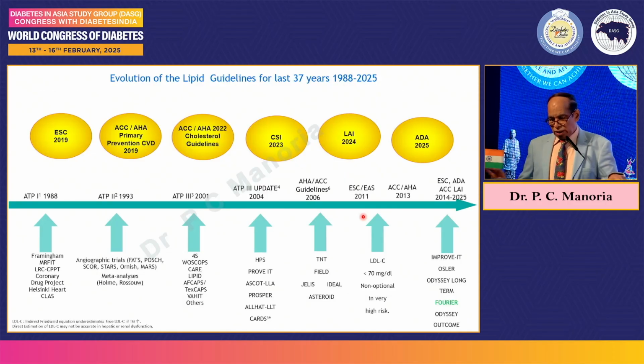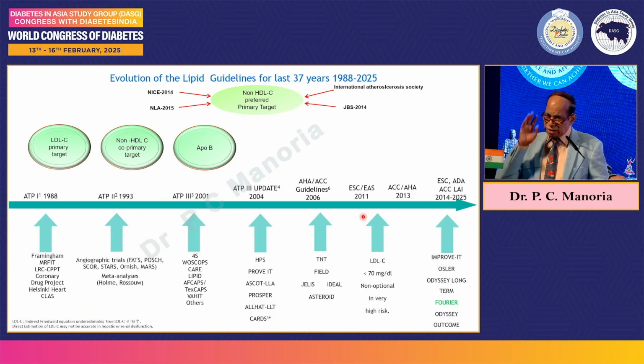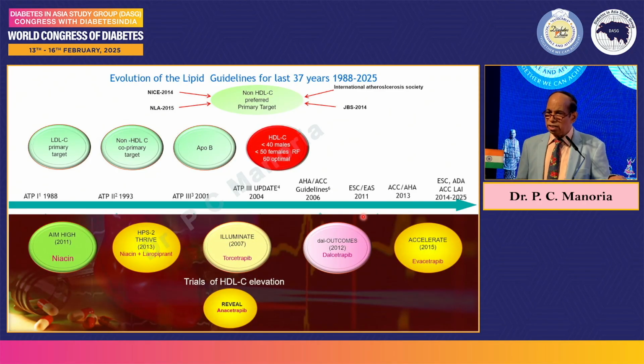So in summary, what do we have? When we look at the evolution of lipid guidelines during the last 37 years, from 1988 when ATP came into existence to 2025, what do we get? LDL continues to remain the primary target. LDL, LDL, LDL. Non-HDL, important, is a co-primary target. HDL is a fallen angel. All trials of HDL elevation, pharmacological elevation on top of statins, have been flop trials.